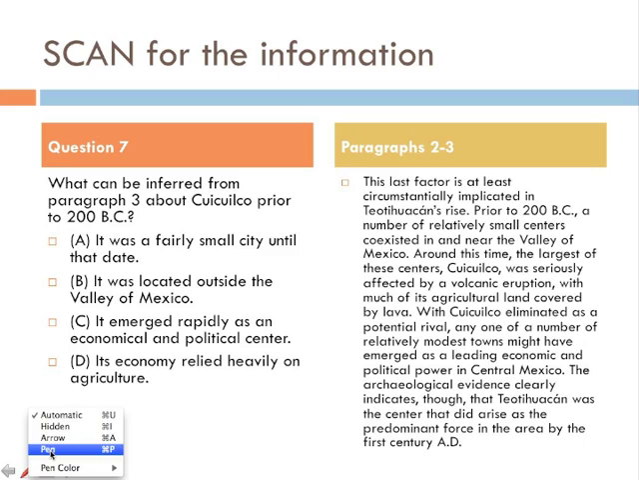So, as we look for this information, let's start in this particular sentence. Prior to 200 BC, a number of relatively small centers coexisted in and near the Valley of Mexico. So, a number of these smaller centers. Around this time, so again, the signal is telling me to continue reading. The largest of these centers, Cuicuilco, was seriously affected by a volcanic eruption. So again, we can kind of guess that around this time, so around 200 BC and before, this is when Cuicuilco was basically affected by the earthquake.